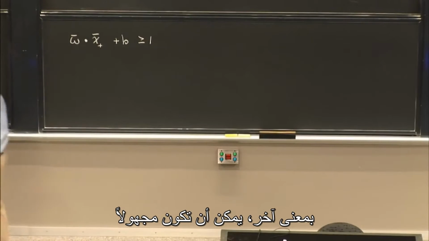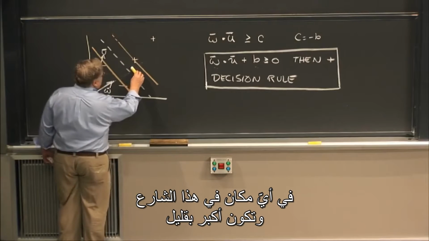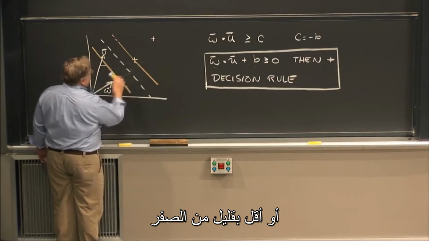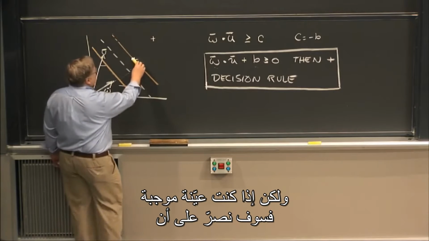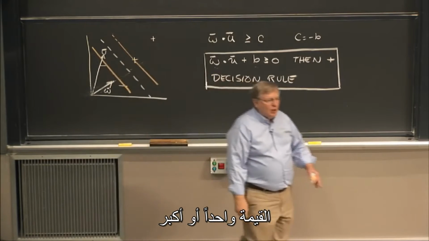So in other words, you can be an unknown anywhere in this street and be just a little bit greater or just a little bit less than 0. But if you're a positive sample, we're going to insist that this decision function gives a value of 1 or greater.